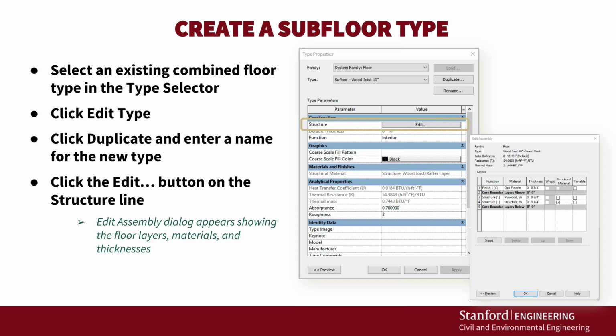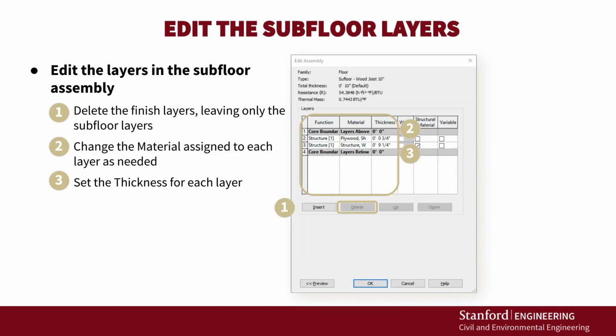Click the Edit button on the Structure line in the Type Properties dialog, and the Edit Assembly dialog will open. That'll show you the floor layers that are defined, the materials, and the thicknesses. You can edit the layers in the subfloor assembly by deleting any of the finished layers, leaving only the subfloor layers. You can also change the materials assigned to each layer as needed, and set the thickness of each layer.